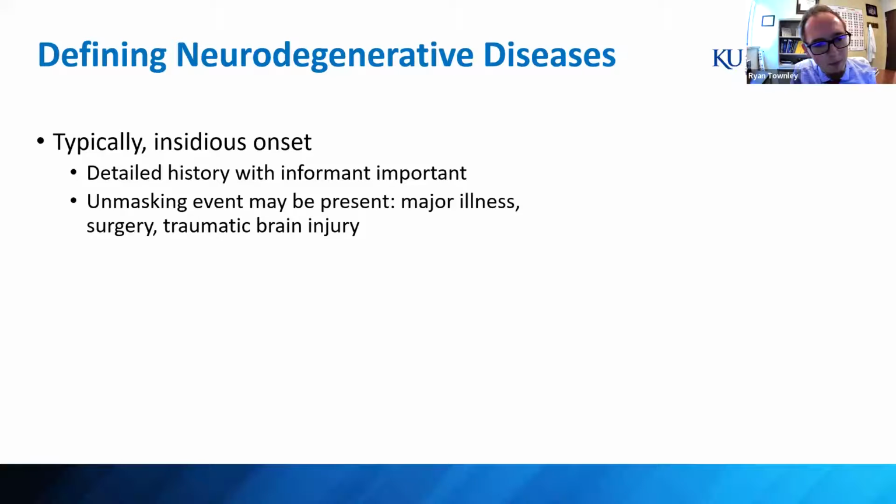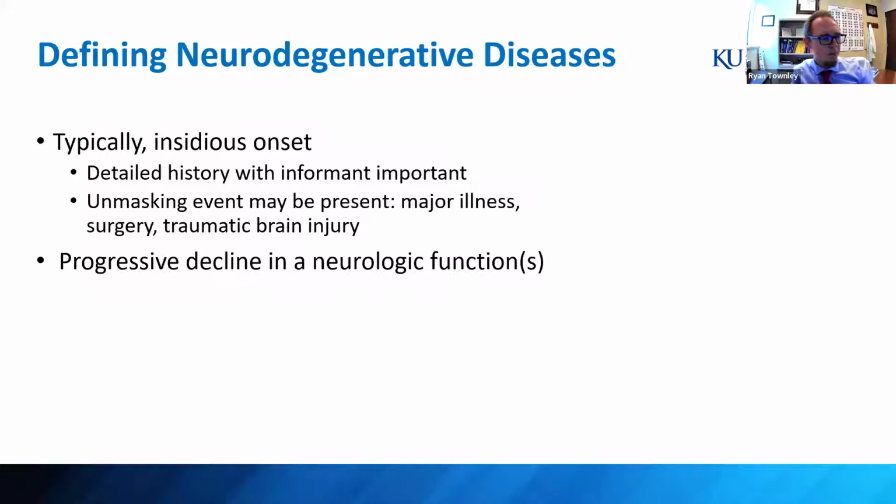However, I ask about unmasking events often when I'm trying to get a timeline down. And oftentimes there is either a really emotional event, maybe it was a move, maybe it was a death in the family, a major illness, a surgery, a TBI, that unmasked what was probably going on for a while. And then the other key feature of these diseases is that they're progressive, right? Which again differentiates from things like a stroke or other neurologic conditions.